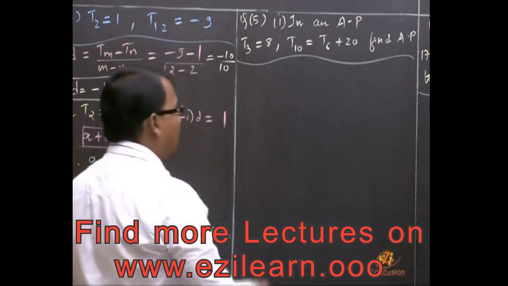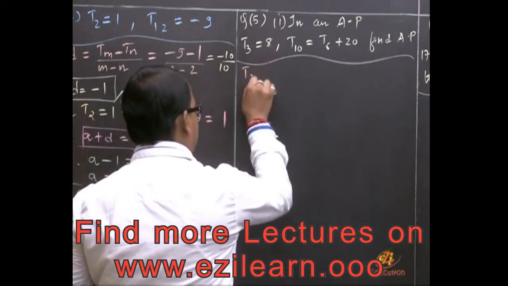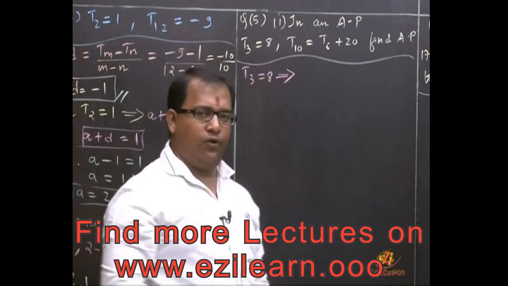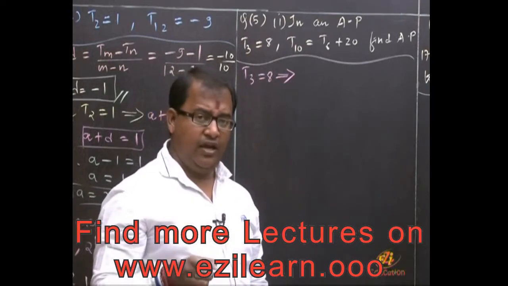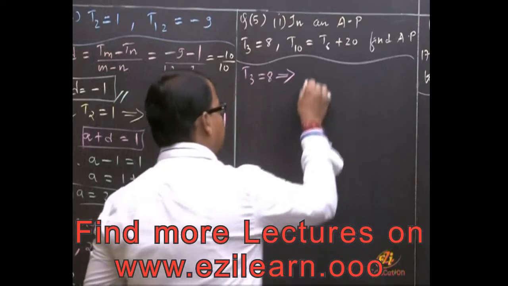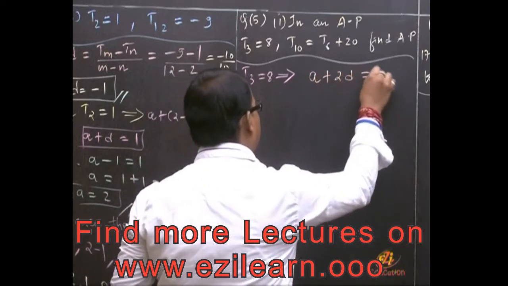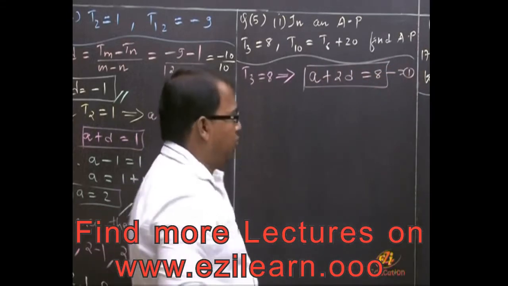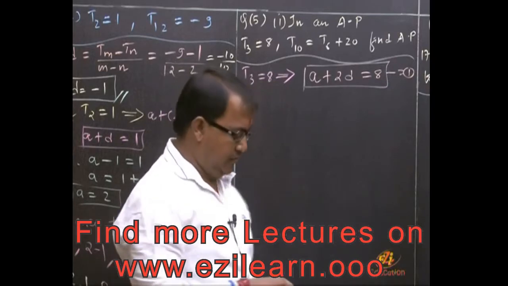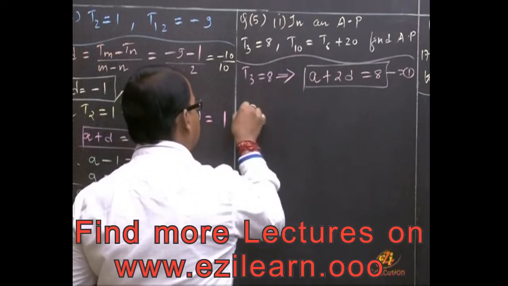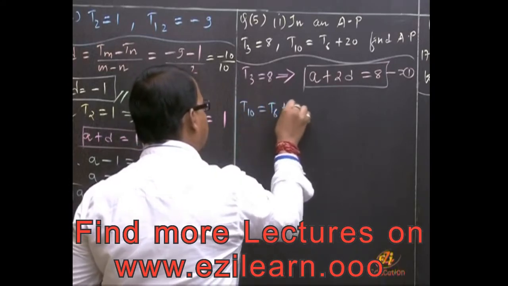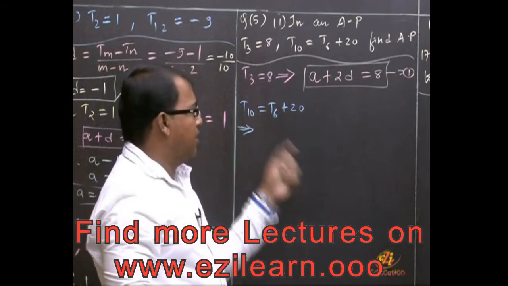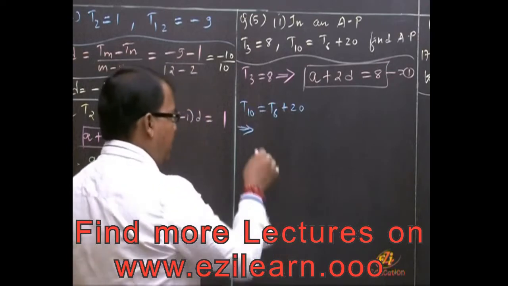Here is that method. When you have 2 different terms, T3 is 8, implies, what is the formula of T3? T3 means A plus 3 minus 1 into D, that is A plus 2D is 8. Next, T10 is T6 plus 20, means, what is the value of T10? A plus 9D.